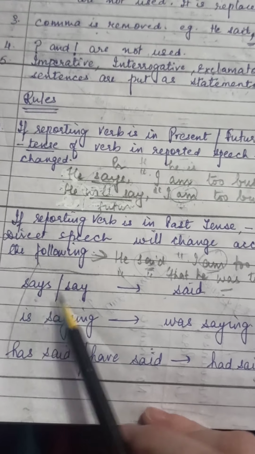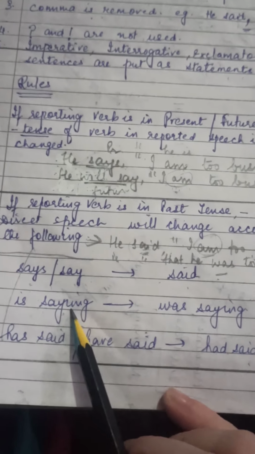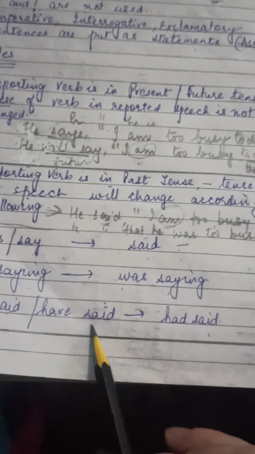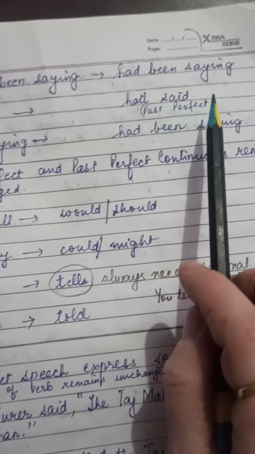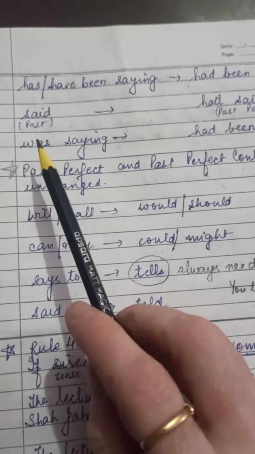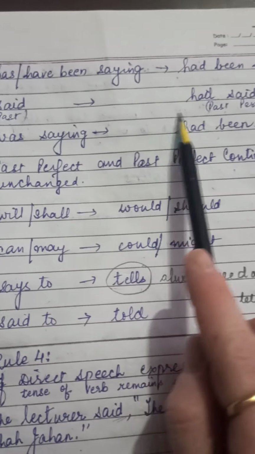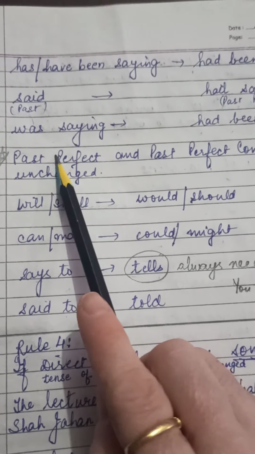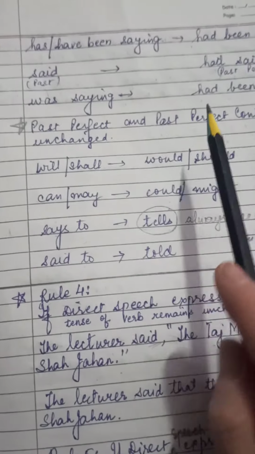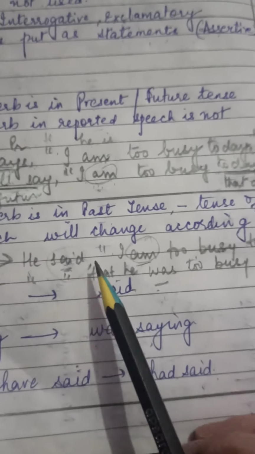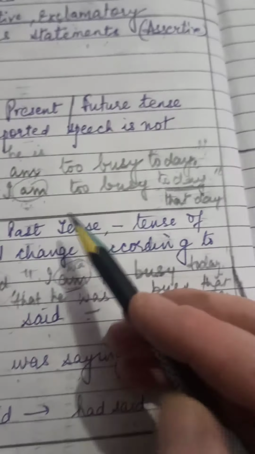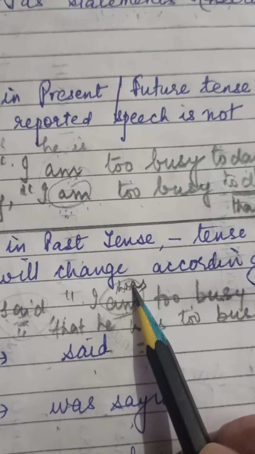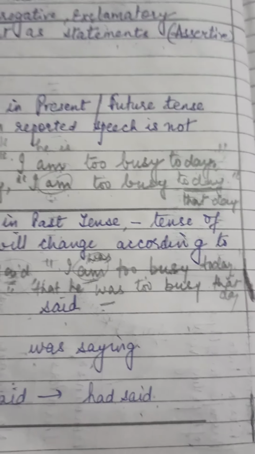So if it is says or say, it changes into said. Is saying changes into was saying. Has said or have said changes into had said. Similarly, have been saying changes into had been saying. Said changes into had said. That means if this is past tense, past tense changes into past perfect. Was saying changes into had been saying. So what does it mean over here? Just come back to the same place. If the verb over here is past and here is again the past form, if you write I was too busy today, over here this past form changes into past perfect. So just keep in mind all these points.